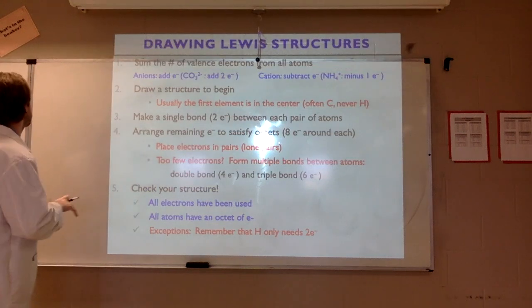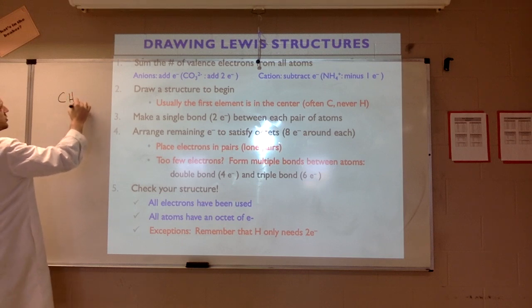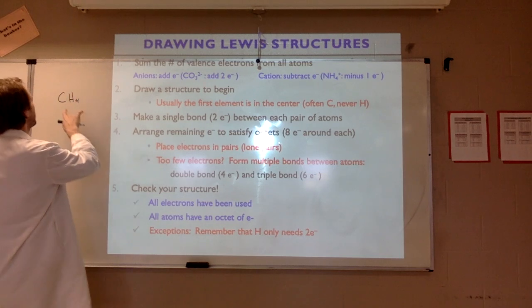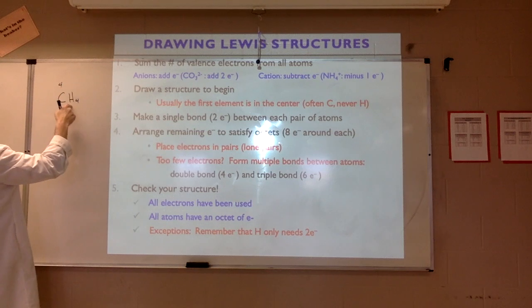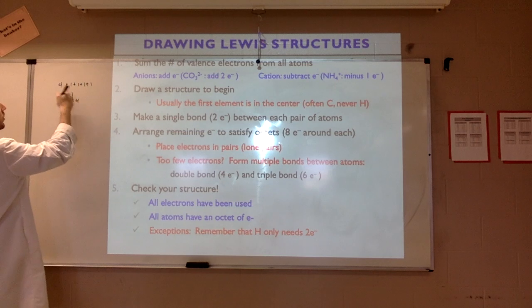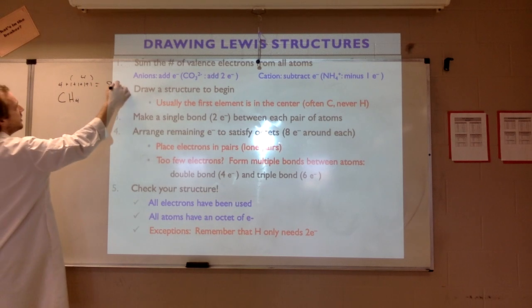Let's start off fairly straightforward. Let's do methane. Sure, why not? For methane, we start by counting up our valence electrons. Carbon has 4 valence electrons. Each hydrogen has 1, so plus 1, plus 1, plus 1, plus 1, or you could say plus 4 for all of those, for a total of 8 valence electrons.